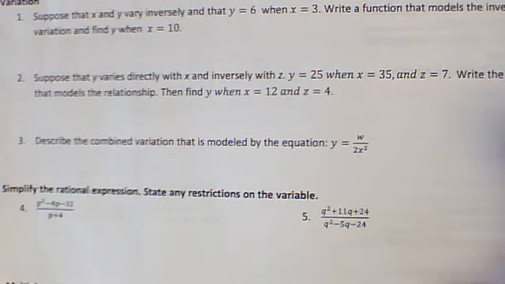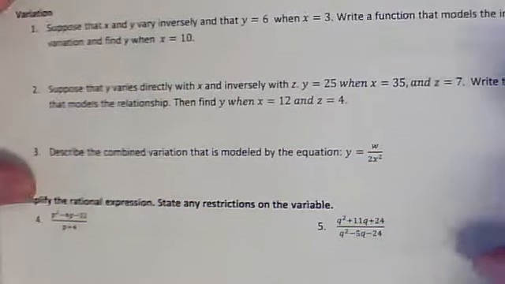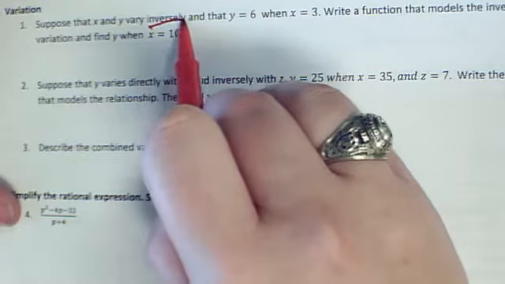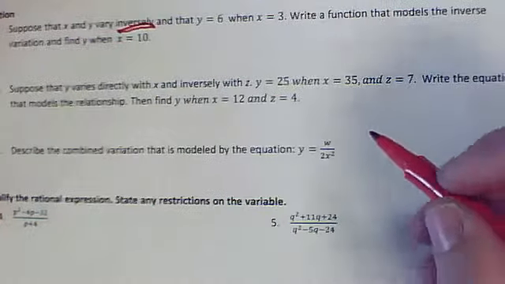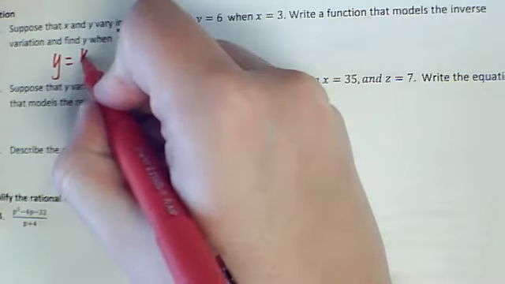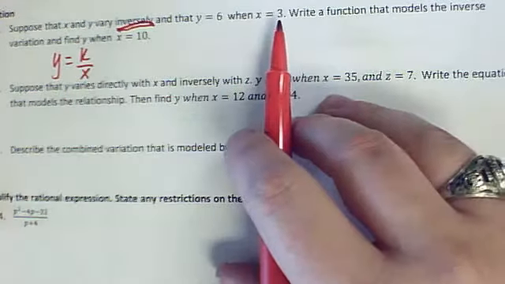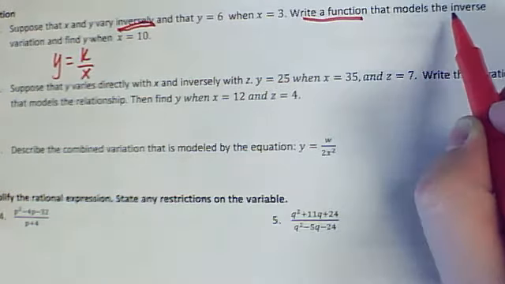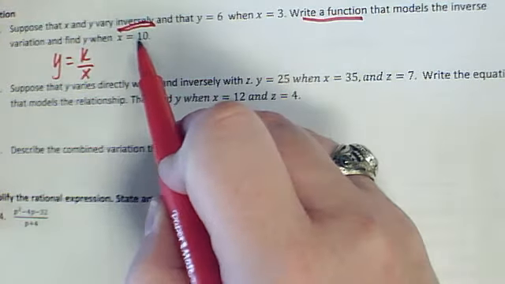Okay, so here is the review for the rational test that is tomorrow. The first question, suppose that x and y vary inversely. So inversely, that's your keyword right there, means you're going to be dividing. So I'm going to be using y equals k over x, and y is 6 when x is 3. We want to write a function, so that's going to be an answer that models that inverse variation, and then find y when your x is 10.